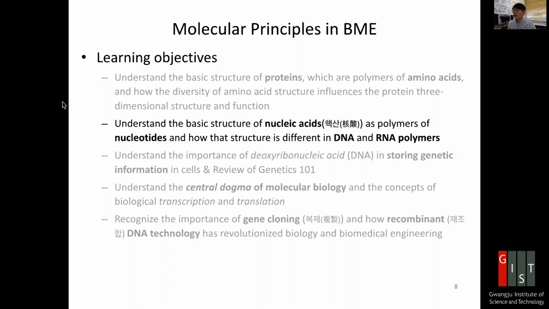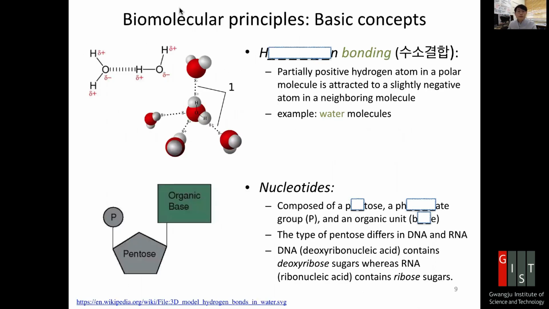Now, let's continue to study the nucleic acids, DNA and RNA polymers, and how DNA and RNA are different. The building block of these is a polymer of nucleotides. Before that, we want to first study basic concepts of biomolecular interaction. Here I put two examples of water molecules, H2O and H2O.